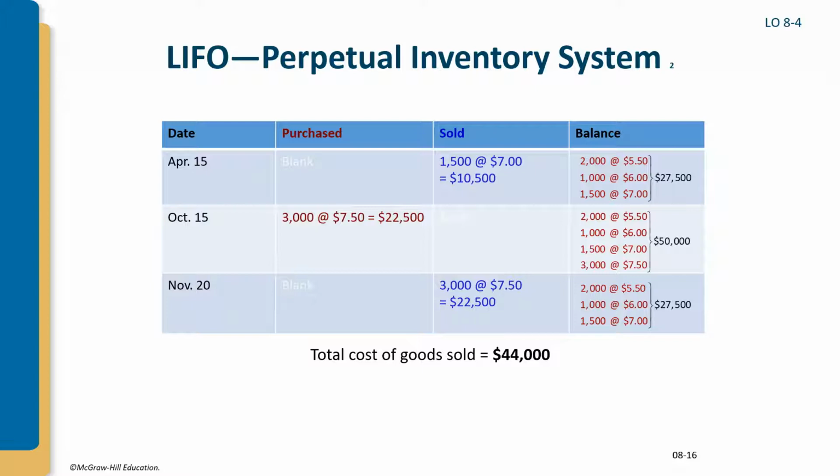So under LIFO-Perpetual, your balance in inventory, because you've been removing inventory as you sold it, should be $27,500, and your balance in cost of goods sold should be $44,000. And when I say you've been removing it, you've been making journal entries for cost of goods sold and inventory after each sale. Periodic, we wait till the end and make one big one.